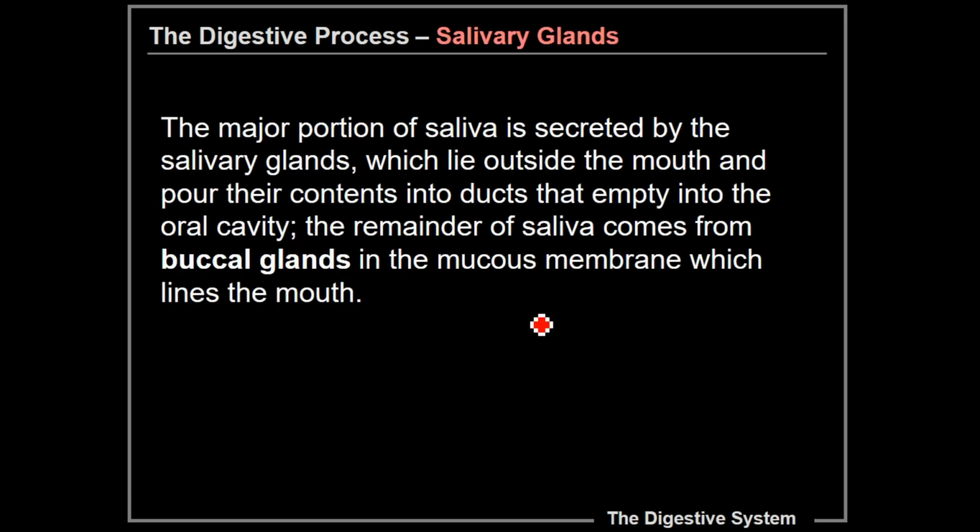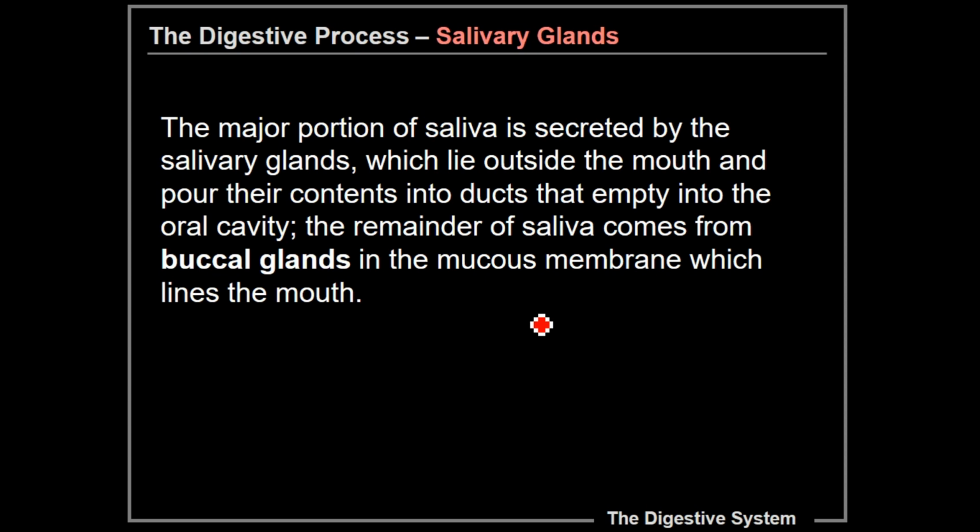All right, the major portion of saliva, we'll talk about the secretions of the salivary glands. Saliva is secreted by the salivary glands, which lie outside of the mouth, and they empty their contents into ducts or tubes that empty into the oral cavity. And you have more than one pair. There are a couple of them located in different spots along your mouth, which we'll see here in just a minute. The remainder of saliva comes from the buccal glands.